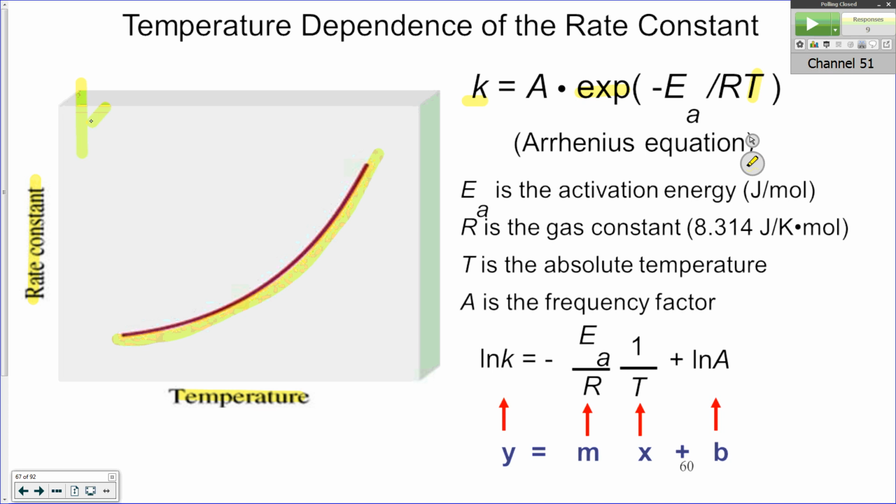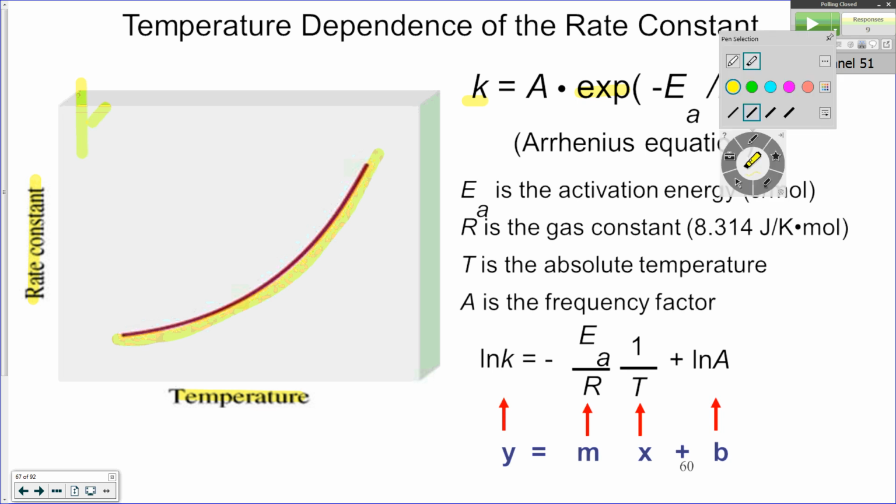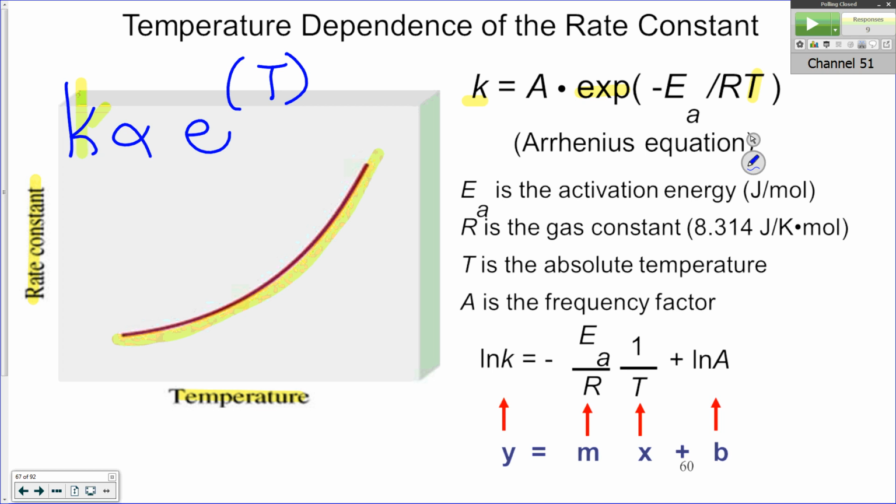k is proportional to e raised to a power involving the temperature in Kelvin. Remember the little fish sign means proportional. If you raise it, it has a direct relationship. So it's proportional to that exponential power.